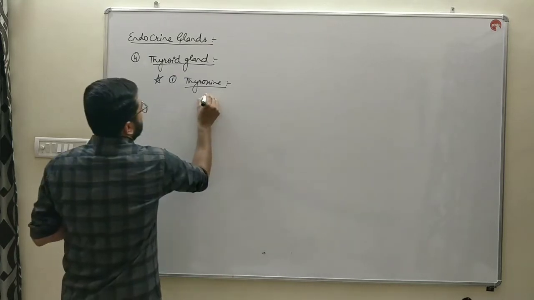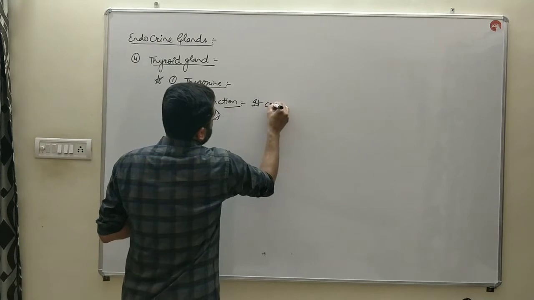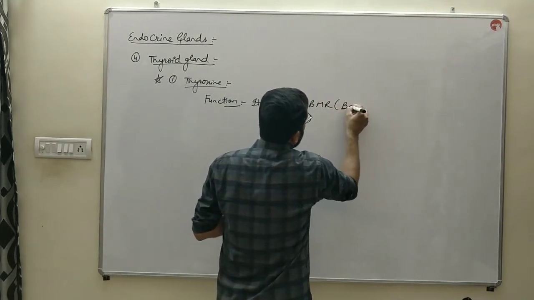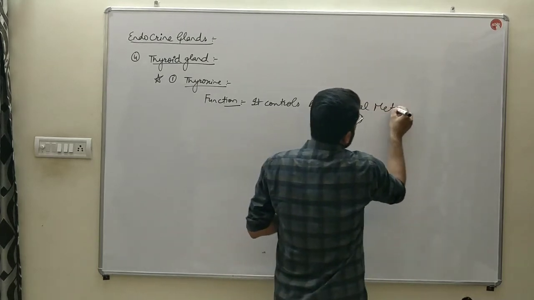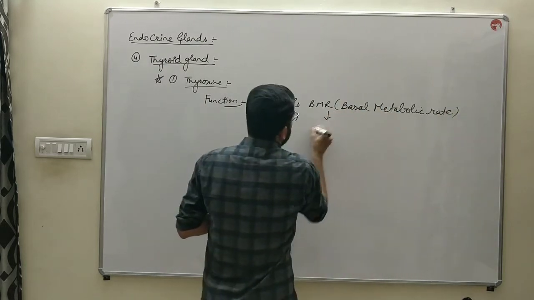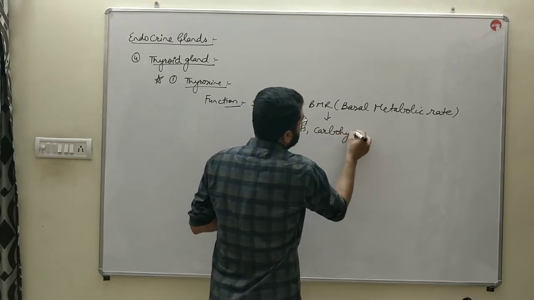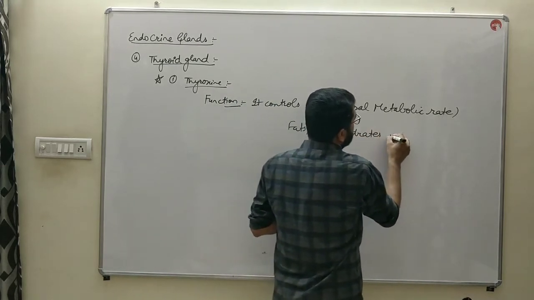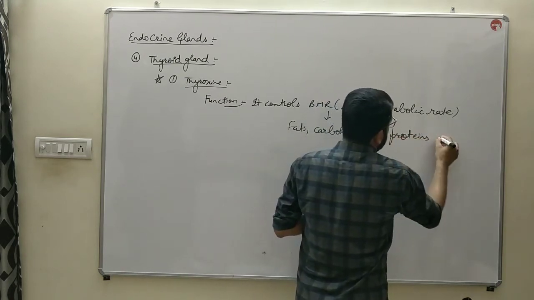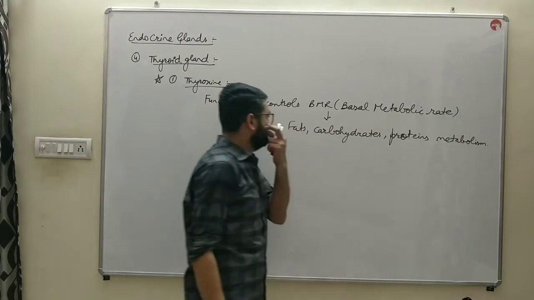What is the function of thyroxine? It controls BMR. What do you mean by BMR? BMR stands for basal metabolic rate. That means it controls the fats, carbohydrates and proteins metabolism for proper growth and development.